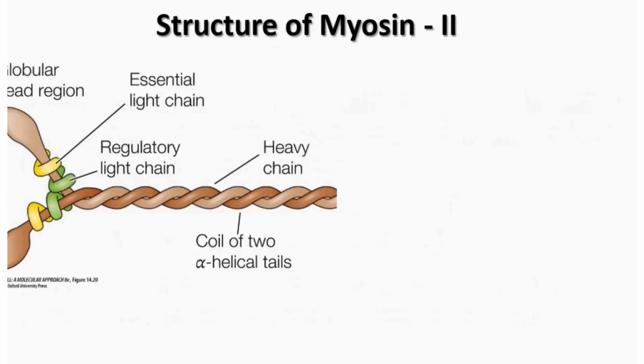Let's focus on the structure of myosin 2. The structure of myosin 2 consists of two yellow-colored essential light chains and two green-colored regulatory light chains. So total there are 4 light chains, 2 essential light chains and 2 regulatory light chains. We also have a heavy chain. In fact, there are 2 heavy chains coiled by alpha helical tails.